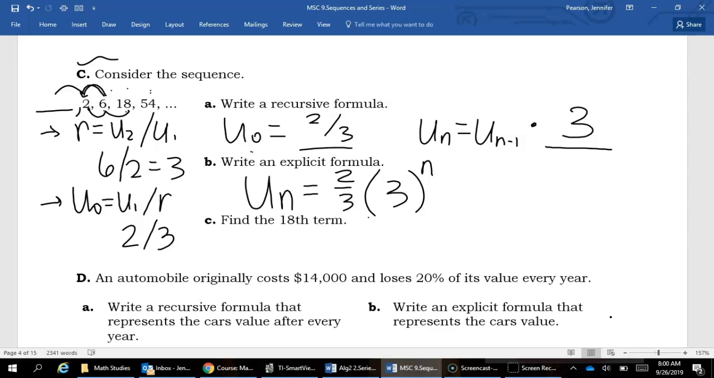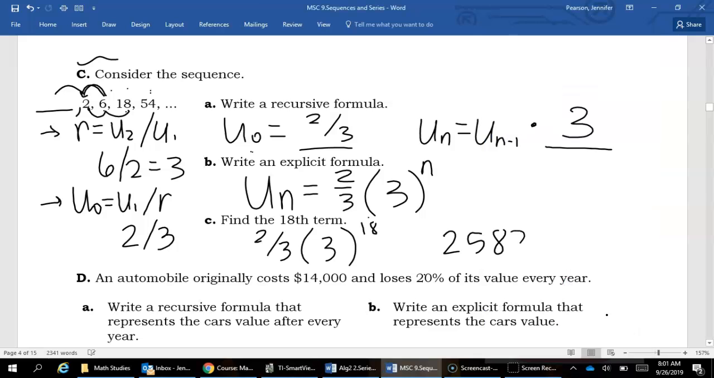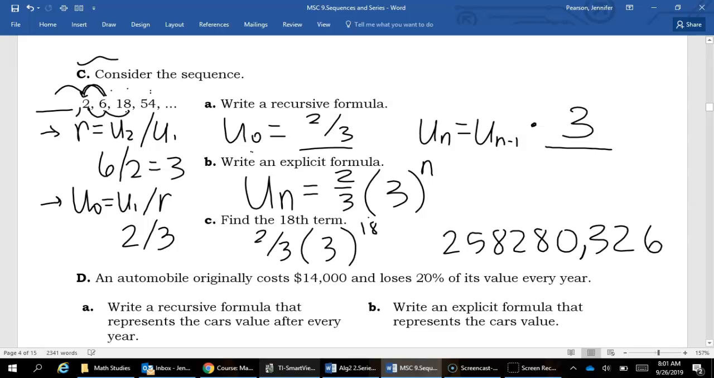And finding the 18th term then, I just need to substitute 18 in for the power of n. So I will go 2/3 times 3 to the power of 18. That looks good. That's a big number. 258,280,326. Let's see. 258,280. Nope. 326. I thought I could remember it. So that looks like if we kept going 2, 6, 18, 54, and so on, and so on, and so on 18 times, we would end up with 258,280,326.